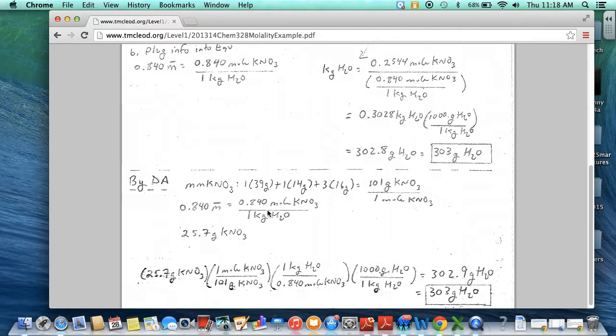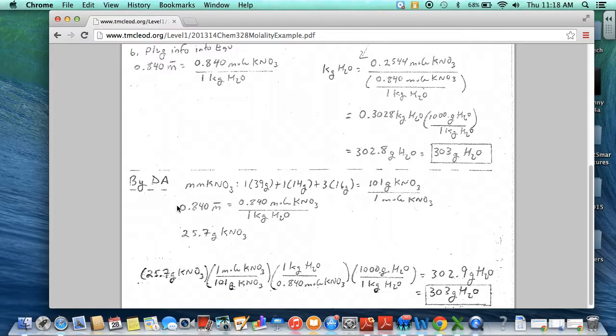As usual in dimensional analysis, you start off with one unit substance. So you start off with 25.7 grams. You want to change that into moles, so you need the molar mass relationship. Get rid of the grams on the bottom, moles on the top. Now you have moles of the solute on top.